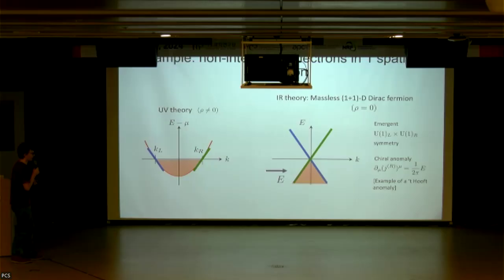And this is an example of something that we call a 't Hooft anomaly. Whenever you have a background field which leads to non-conservation of charge, that's a 't Hooft anomaly. And of course, we know it's related to SPT phases in one higher dimension. So the point I want to make is that the fact that you have this emergent symmetry and anomaly is what tells you that this massless Dirac fermion can arise out of a UV theory of non-zero charge density. Even though the charge density is not directly reflected by a non-zero charge density in the IR, it's reflected indirectly through this emergent symmetry and anomaly.